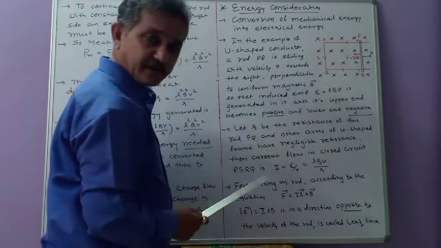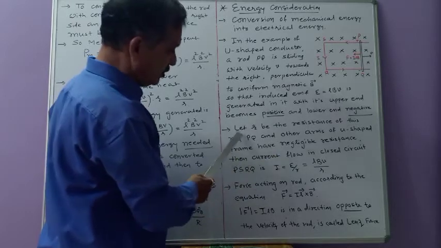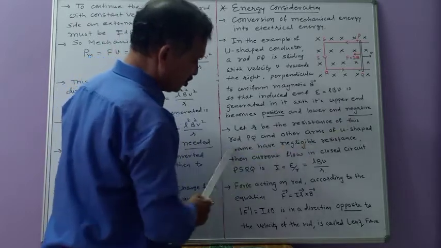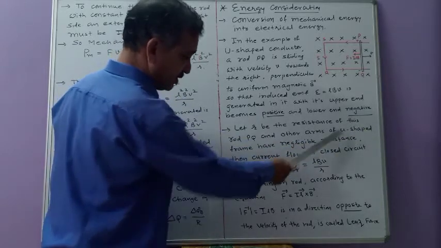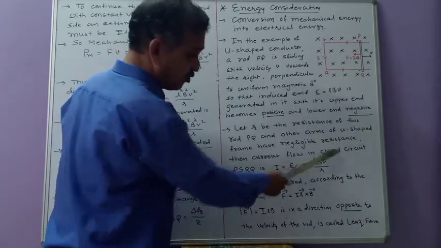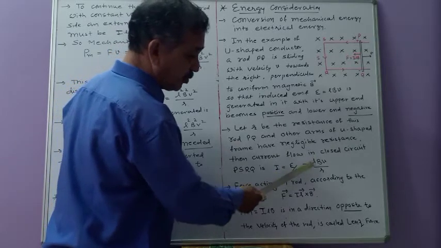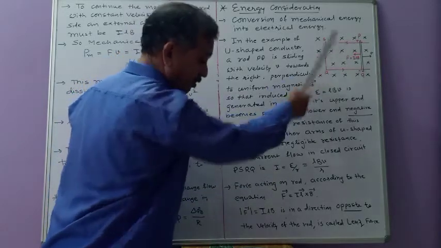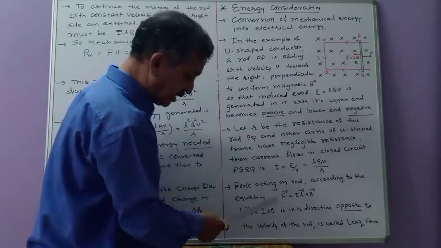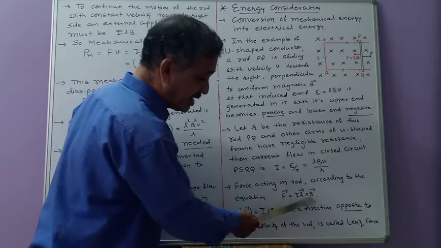Since the current is generated, according to Ohm's law, this current I equal to E upon R. So let small r be the resistance of this rod PQ, and other arms of the U-shaped frame have negligible resistance. Then the current flowing in the closed circuit PSRQ is I equal to E upon r equal to LBv upon r. But because this conducting rod is a current carrying rod placed in a magnetic field, the force acting on the rod is according to the equation F equal to I L cross B.